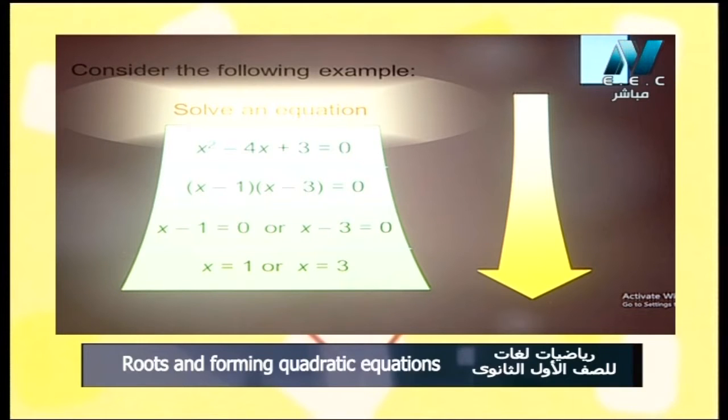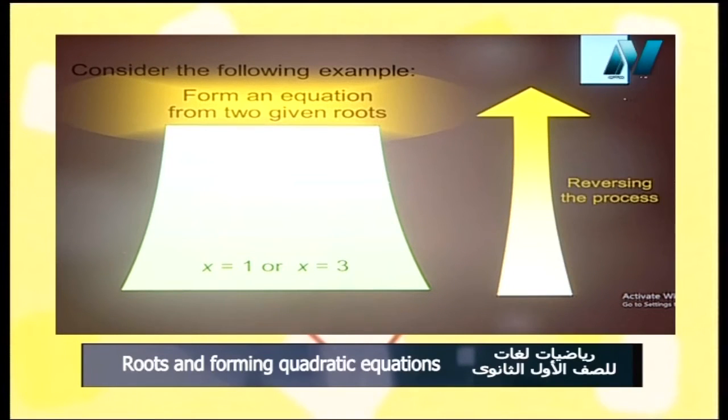Yes, my dear students, look concentrately. We have the roots x equals 1 or x equals 3. We reverse the process now. So when we return to x, it will be x minus 1 equals 0 or x minus 3 equals 0, and we multiply the two brackets, x minus 1 multiplied by x minus 3. So we form this equation again.